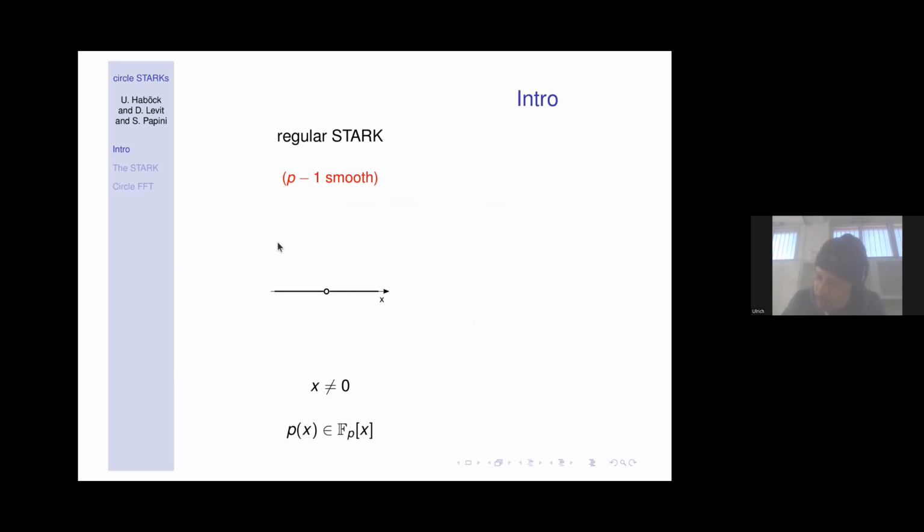What I understand by a regular STARK is just a classical FFT-based STARK. So you have an FFT-friendly field. It's depicted here as the line, the multiplicative group without the zero. That's smooth, and you have fast encoding. Everybody knows the regular STARK. Your witness data is encoded into univariate polynomials, and then you have the classical polynomial IOP constructions on top of it. So that's what I mean by a regular STARK.